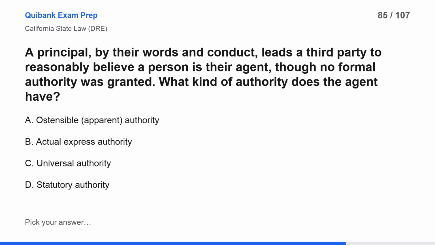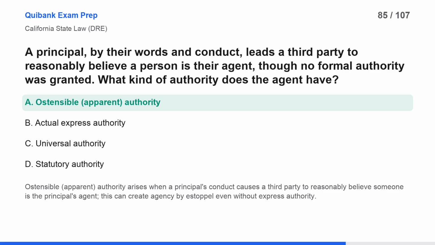Question 85. A principal, by their words and conduct, leads a third party to reasonably believe a person is their agent, though no formal authority was granted. What kind of authority does the agent have? A. Ostensible apparent authority. B. Actual express authority. C. Universal authority. D. Statutory authority. The answer is A.